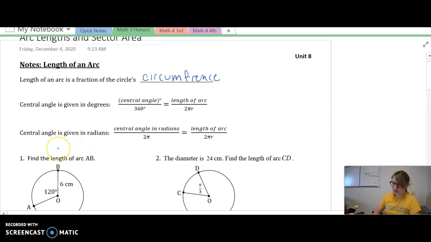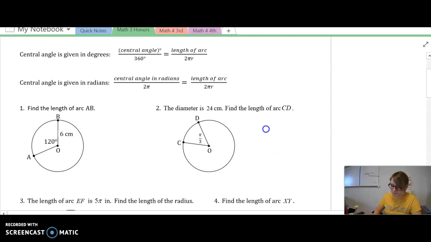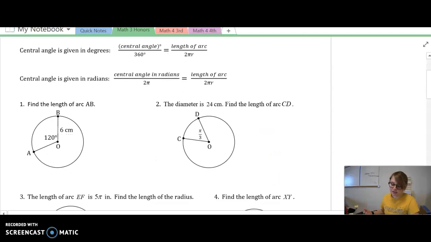It's the same way in radians. If we are given the angle in radians, we can just do radians over 2 pi, because 2 pi represents a whole circle, and then again set it up as a proportion with the length of the arc over the circumference, which is 2 pi r. So we have two ways to do this.